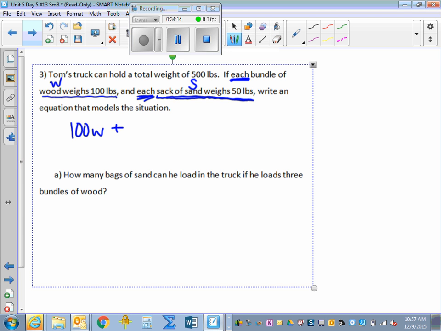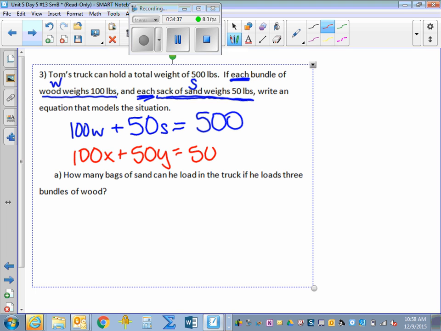All right, Ivania, what's the next chunk going to be? Very good, 50S for sand. Again, you can still use X and Y. And what's the total weight the truck can hold? 500. So again, if you used X and Y, you could have said 100X plus 50Y equals 500. Alright, so here's our equation.